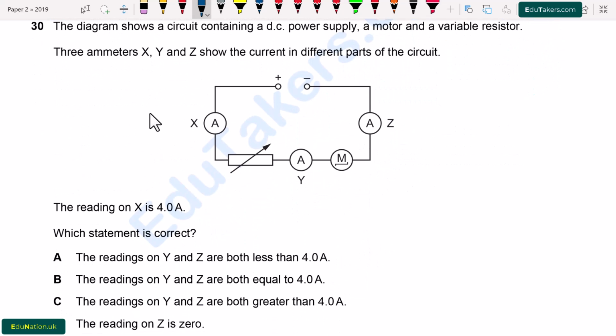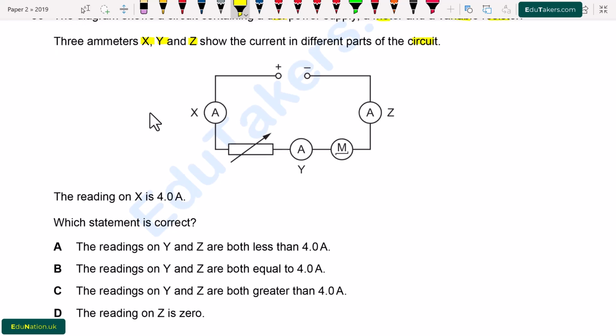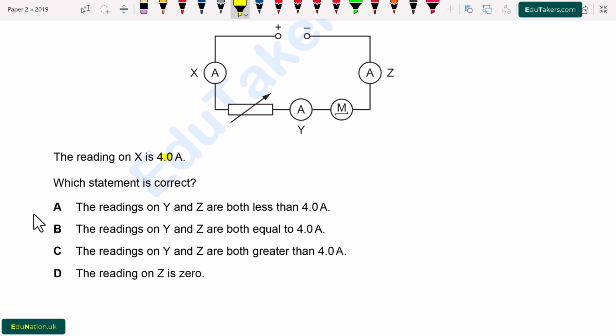Question number 30. The diagram shows a circuit containing a DC power supply, a motor and a variable resistor. Three ammeters X, Y and Z show the current in different parts of the circuit. The reading on the X is 4.0 ampere. Which statement is correct? Option A. The reading on the Y and Z are both less than 4.0 ampere. B. The reading on Y and Z are both equal to 4.0 ampere. C. The reading on Y and Z are both greater than 4.0 ampere. D. The reading on the Z is 0.